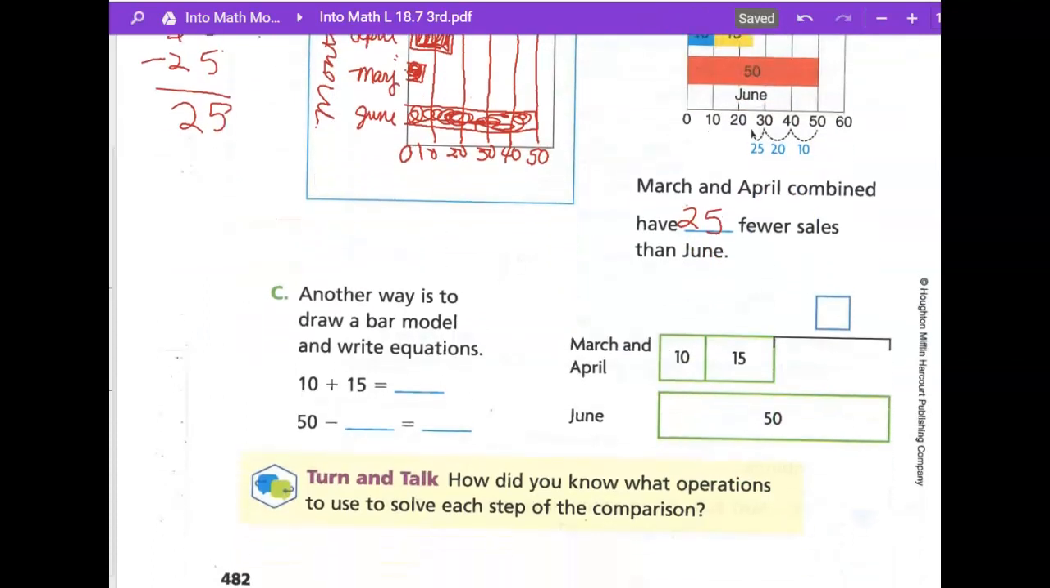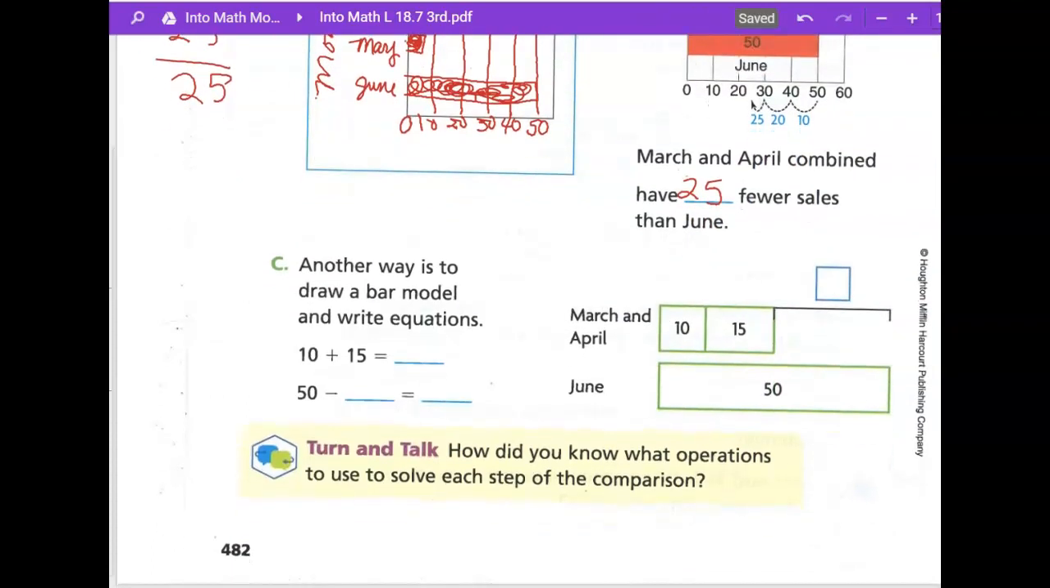Okay. Another way to draw a bar model and write equations. Okay, so they put March and April's on there, and then they put 50 down here at the bottom. So you would need to figure that up. So 10 plus 15 is 25, and 50 minus 25 is 25.